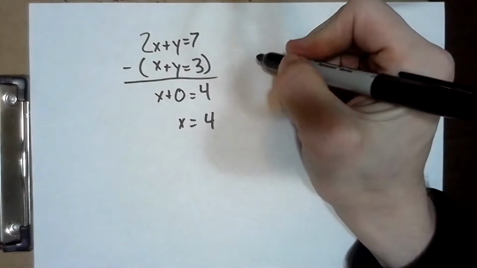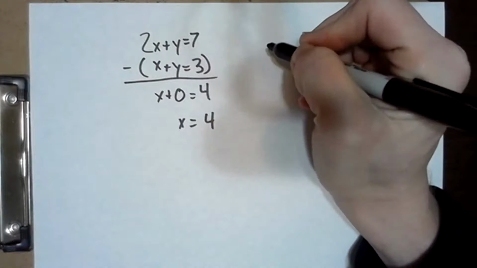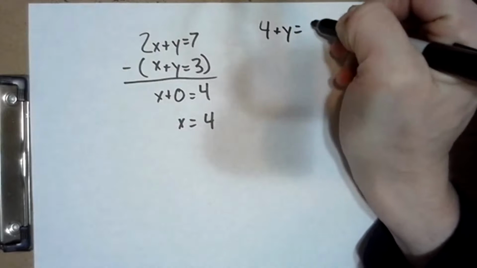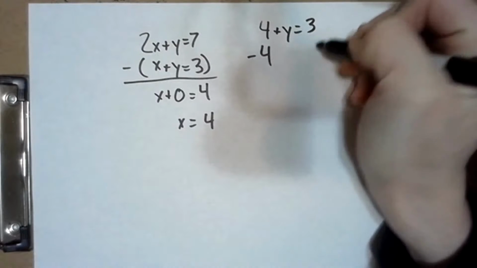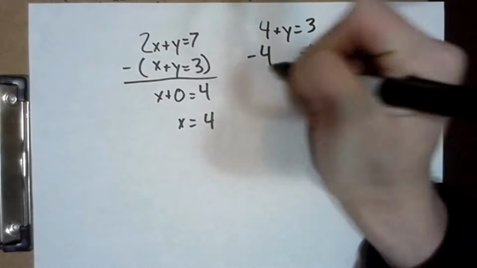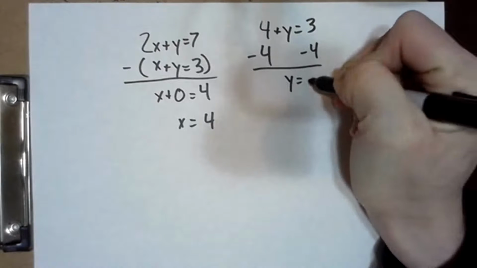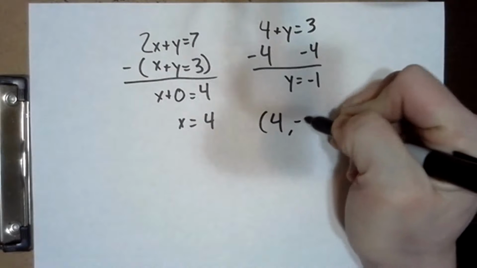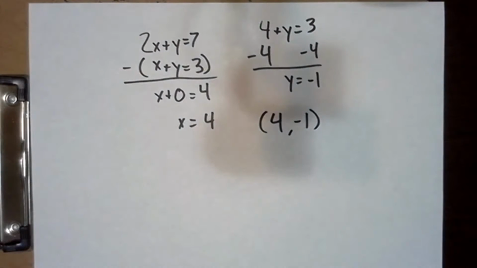Now I plug that again into either of my equations. I will use the second equation this time. 4 plus y equals 3. Subtract 4 from both sides of the equation, and I get y equals -1. So our solution is 4, -1. Back to our slides one more time.